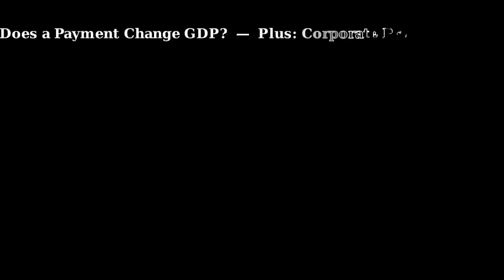In this lesson, we'll answer a small, tricky question about GDP. What happens when Smith pays $100 to Jones? And then we'll go through a clear example showing how to compute corporate profits from national income data.